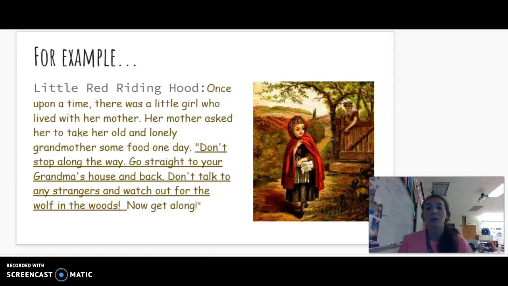So let's talk a little bit about an example. Let's talk about Little Red Riding Hood. I'm hoping that several of you have heard of this small narrative.